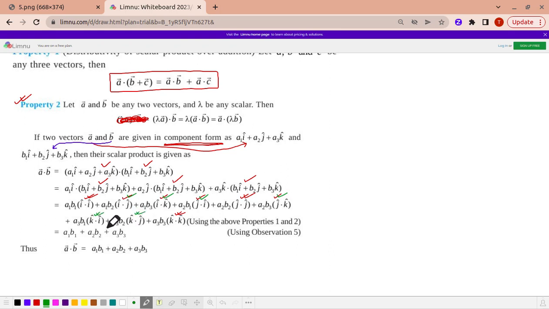So that means finally what we get, dear students, is that we find the value of A dot B as A1 B1 plus A2 B2 plus A3 B3. So this is an important result when both the vectors A and B are represented in the component form. I hope you got a very clear idea.